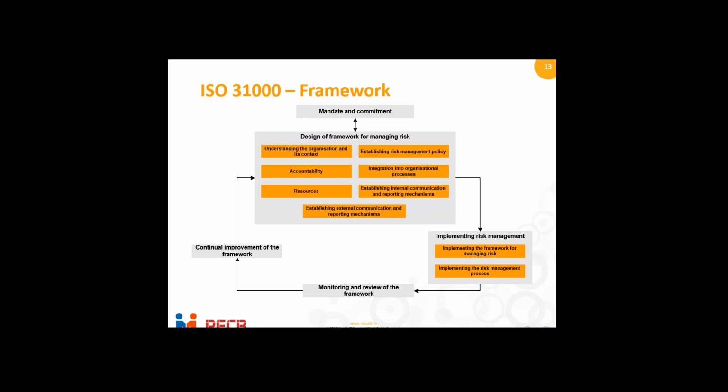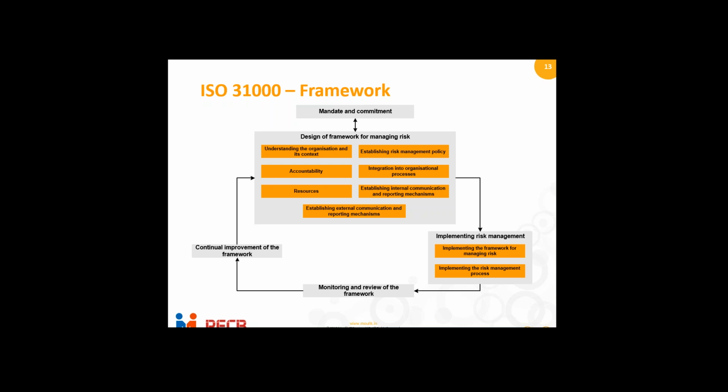Next slide talks about the risk management framework. If you look at the diagram, the gray areas where mandate and commitment is written, mandate and commitment is required from senior management for successful implementation of ISO 31000 in the organization. Without management commitment, successful implementation may not be possible.